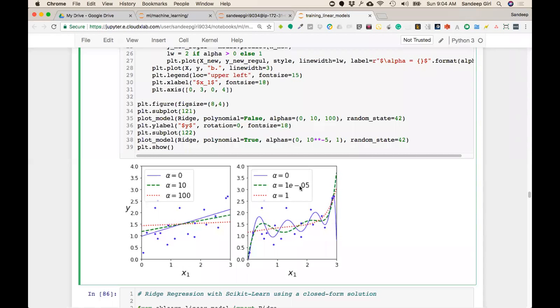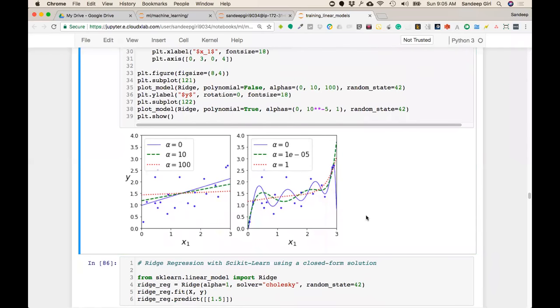When the alpha is really small, something like this, it's basically doing the curve fitting, but it's kind of more flattened out. If alpha is 1, that means alpha is really big, then it's kind of a straight line. You can see that it's kind of a straight line. Only towards the end, it is going up.